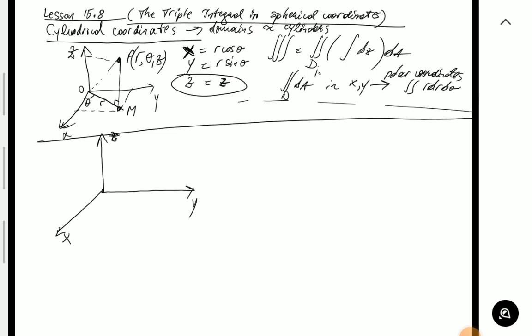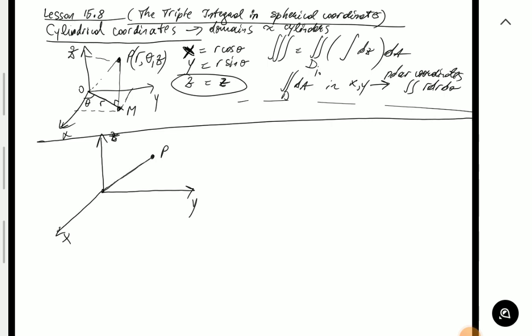So in a nutshell, you can identify the point in space by the distance to the point from the origin and two angles. You can think of it as an extension of polar coordinates to a three-dimensional situation. So let's say the point P in question is over here.